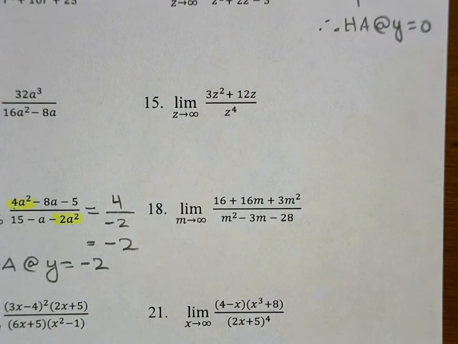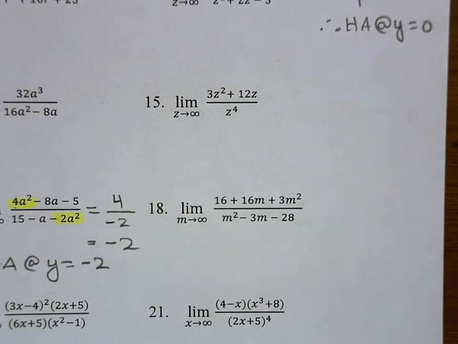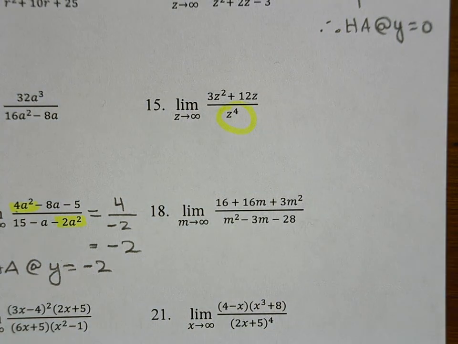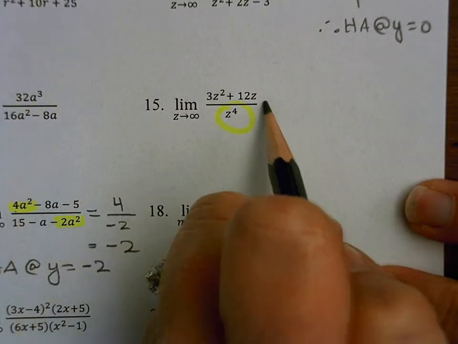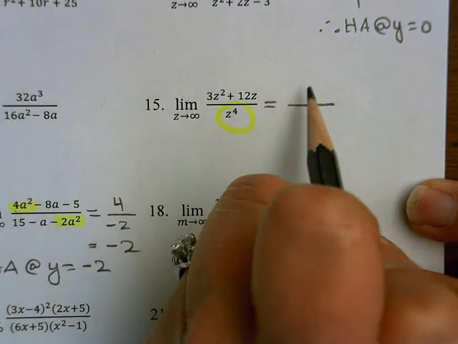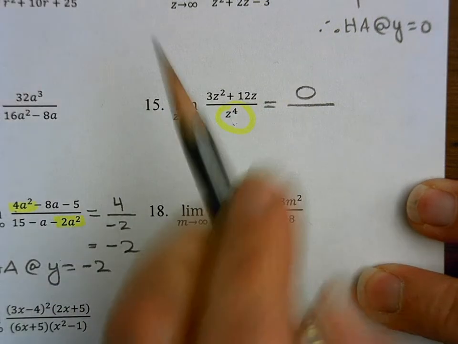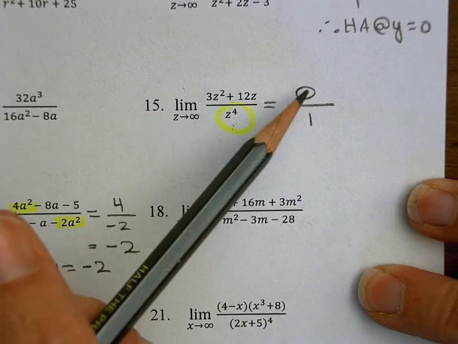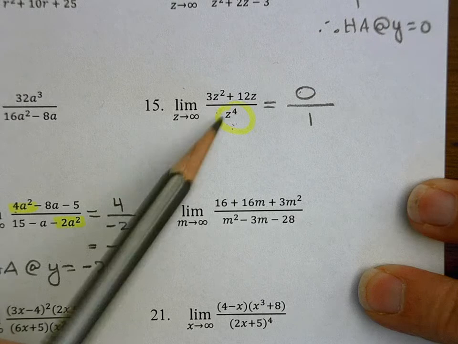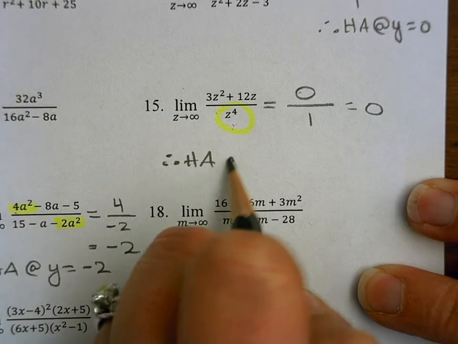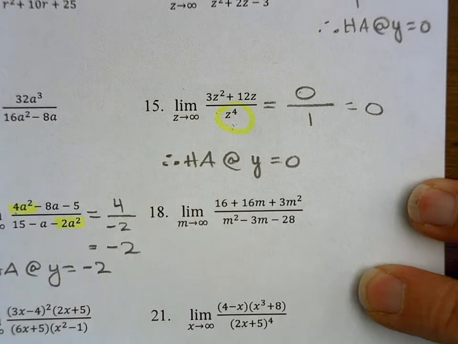So for 15, we're approaching infinity. So again, I want to find the highest power, so z to the 4th. And then I want to use the coefficient of z to the 4th. So there is no z to the 4th up here, so its coefficient is 0. And then the coefficient of z to the 4th down here is 1. So no z to the 4th, so 0 on top, and then the coefficient of this one is just 1. So 0 over 1, which is 0. So then there is a horizontal asymptote at y equals 0.